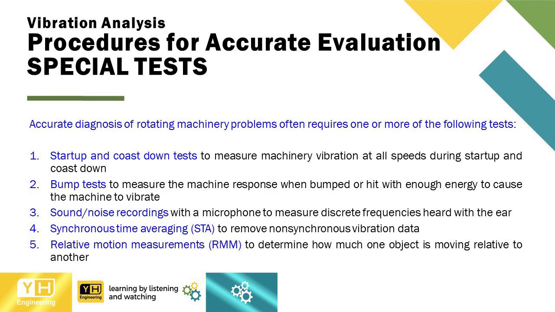Accurate diagnosis of rotating machinery problems often requires one or more of the following tests. Number 1. Startup and coast down tests, to measure machinery vibration at all speeds during startup and coast down. Number 2. Bump tests, to measure the machine response when bumped or hit with enough energy to cause the machine to vibrate. Number 3. Sound or noise recordings, with a microphone to measure discrete frequencies heard with the ear. Number 4. Synchronous time averaging, or STA, to remove non-synchronous vibration data. And number 5. Relative motion measurements, or RMM, to determine how much one object is moving relative to another.